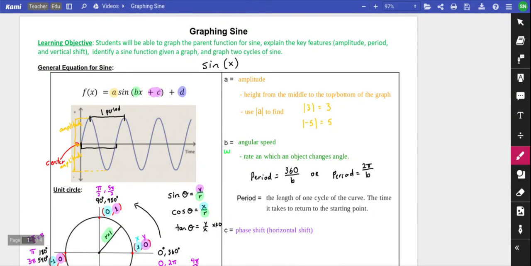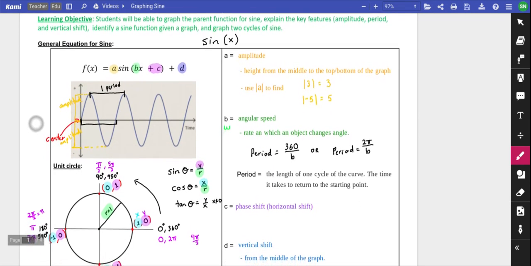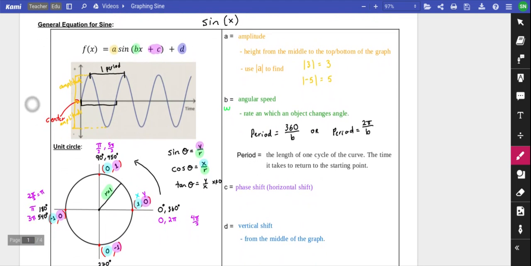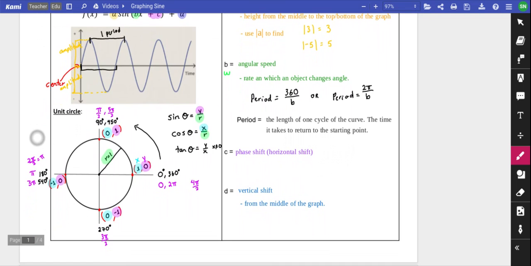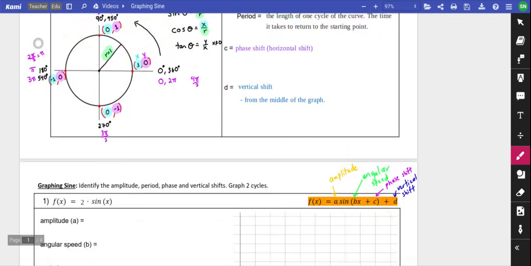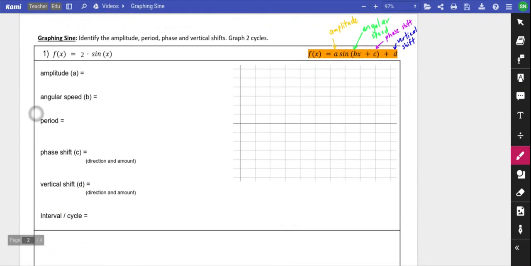Hello, this video is part 2 of graphing sine. Video part 1 shows what you're currently seeing, all the parts of the general equation for the sine formula. We're going to be referring to this as we work out the problem. So this is the problem that we'll focus on.